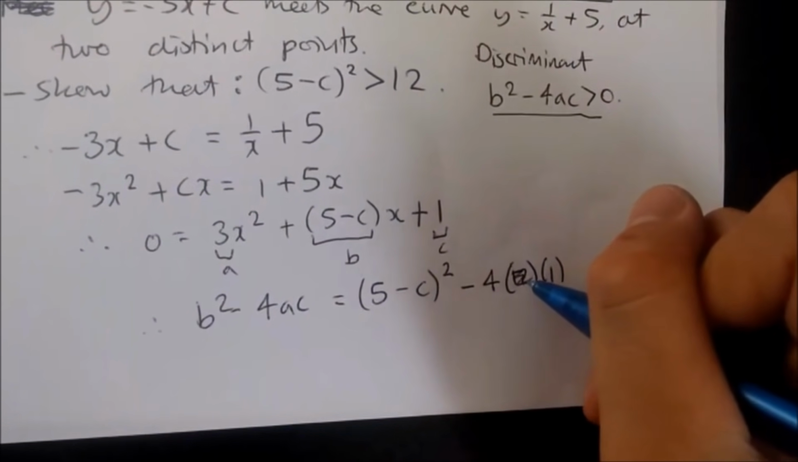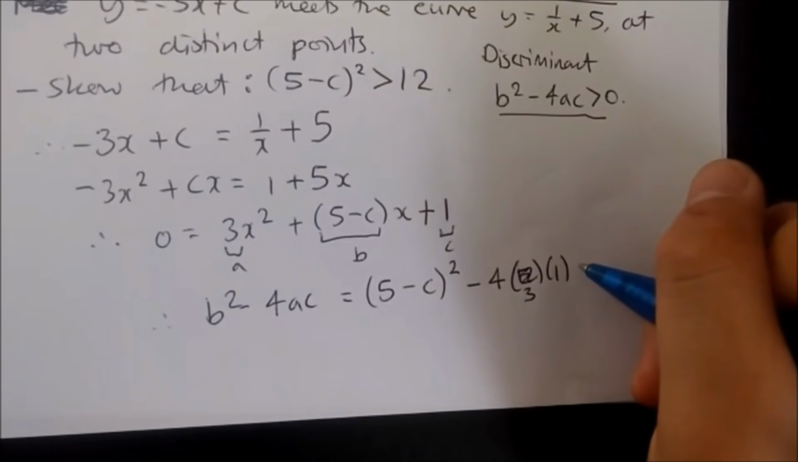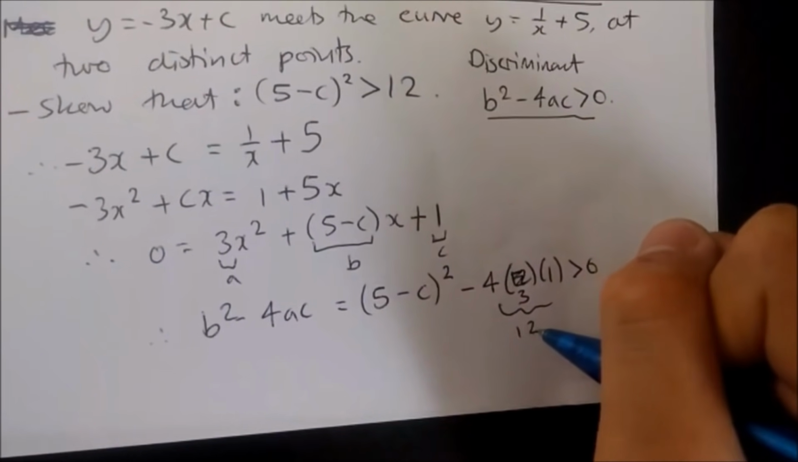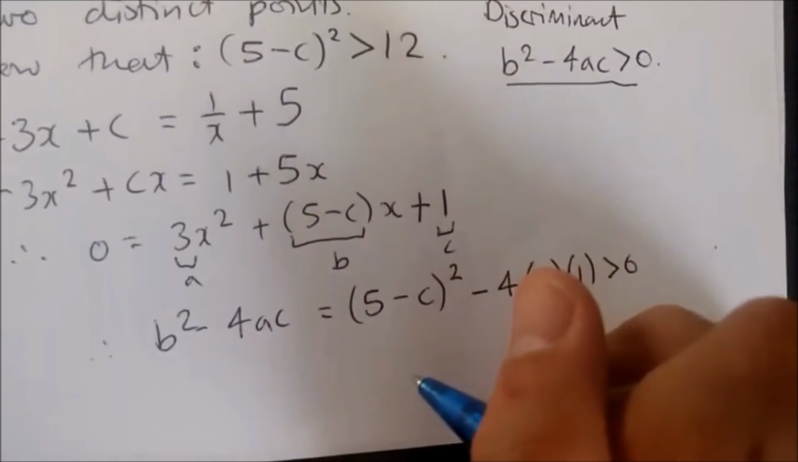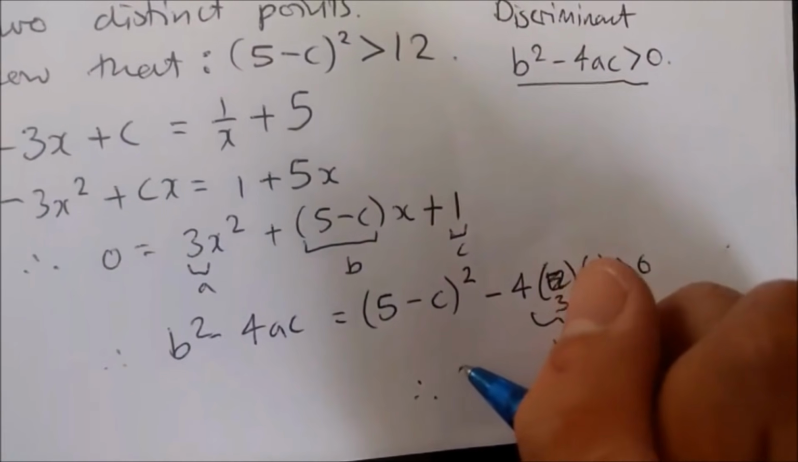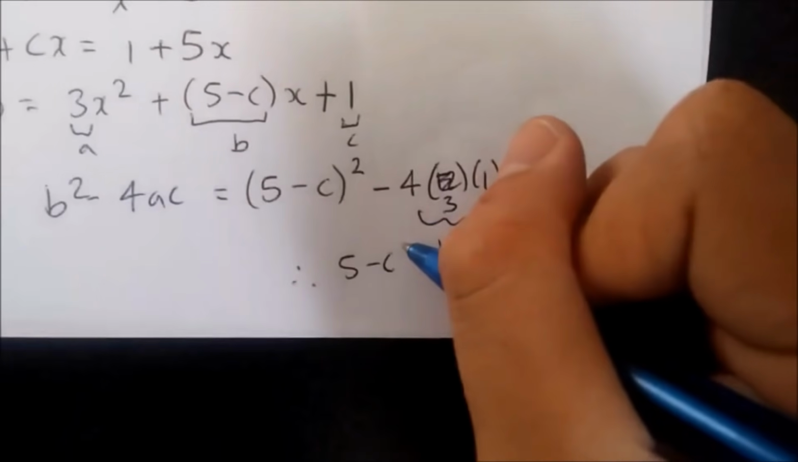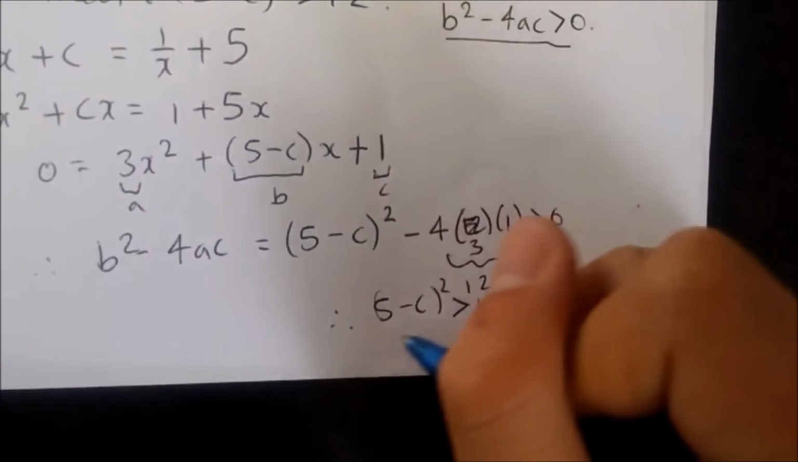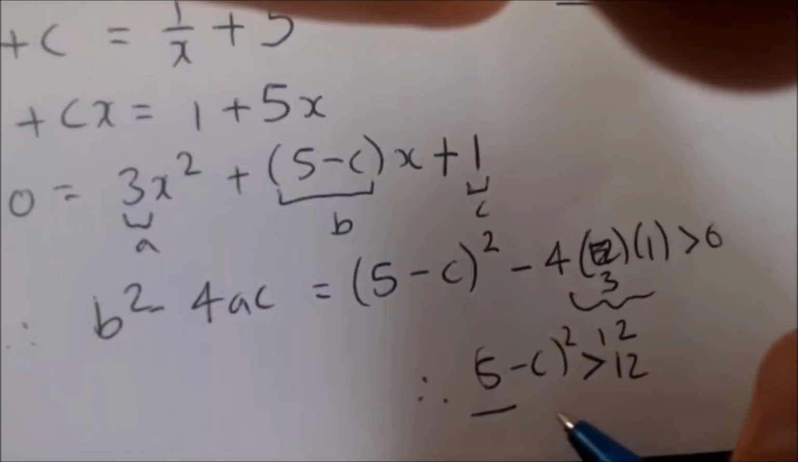4 times, somehow mentally solved it. 4 times 3 times 1 be bigger than 0. So of course this part is 12. So yeah, for some reason I was doing the whole solution in my head. So therefore we get 5 minus c squared greater than 12. That's it, guys. That's really it.